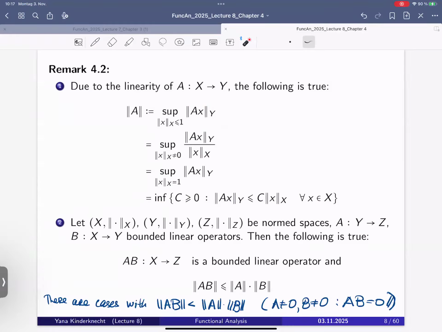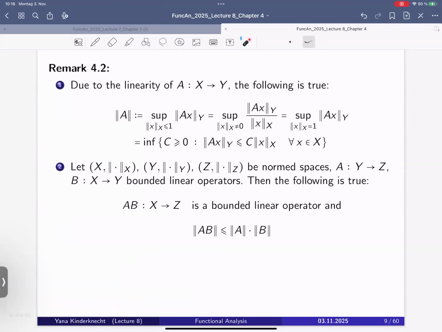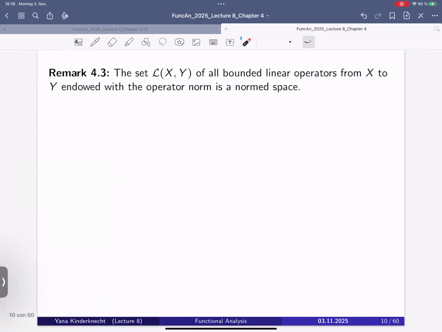Okay, is everything clear? Yes. Okay, so let us go further. Remark. This is the notation for the set of all bounded linear operators from X to Y, where X and Y are two normed spaces. The statement is that this set is itself a normed space endowed with the operator norm.